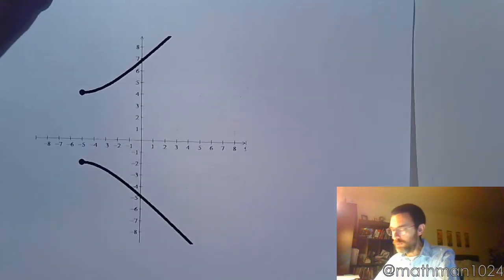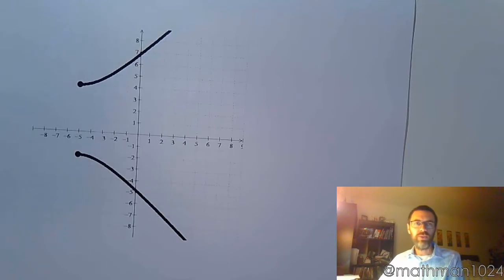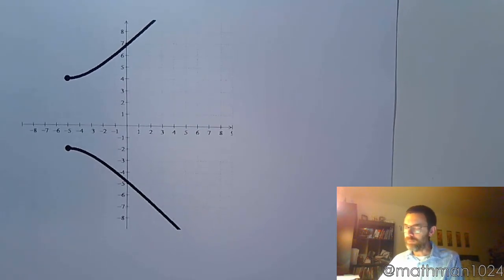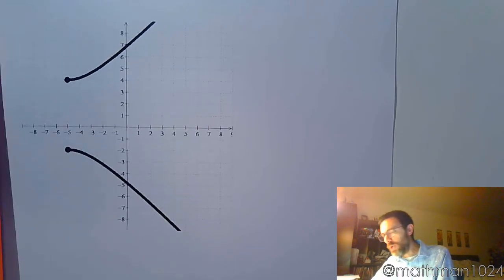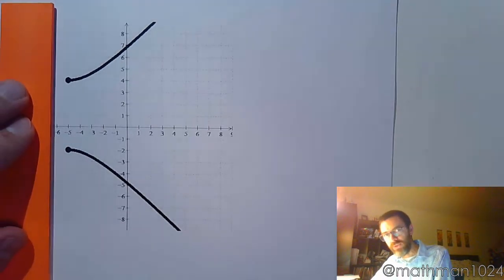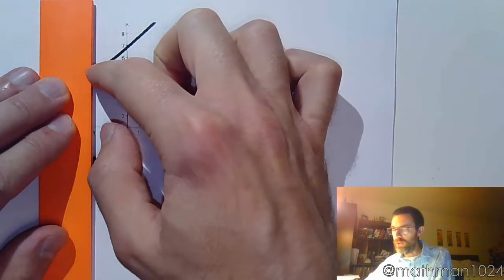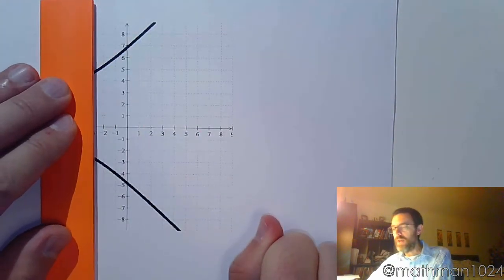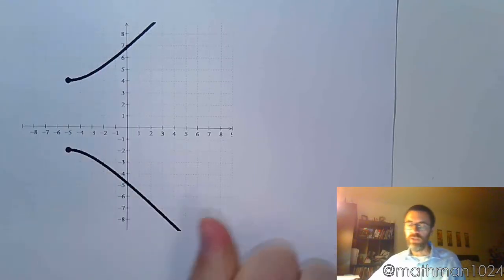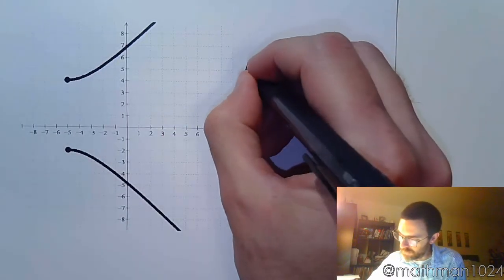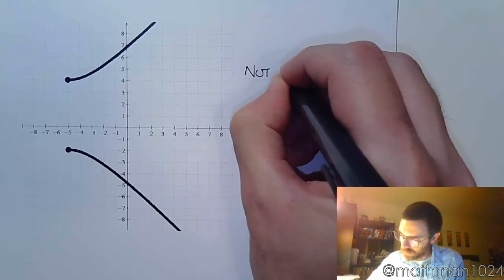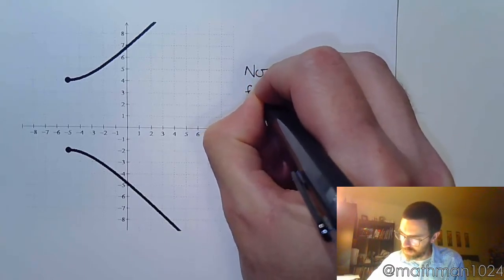Now example 2. Here is this crazy looking guy. Is this a function, yes or no? Well, as you come along here with your vertical line, everything's fine until you get here. And then you see that you are hitting two pieces of the graph every time this vertical line goes across. So no, this is not a function. So not a function.